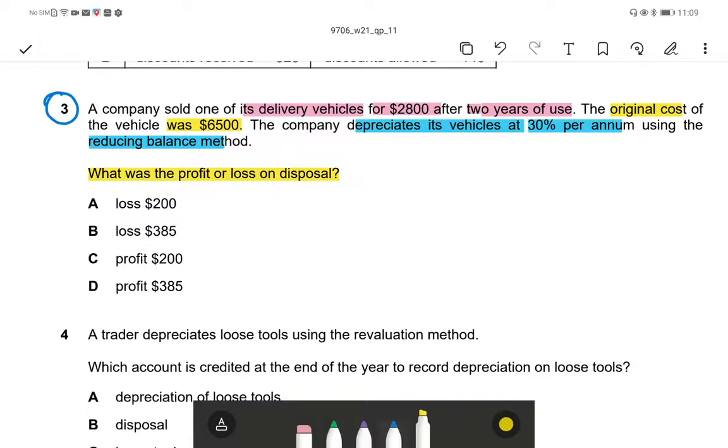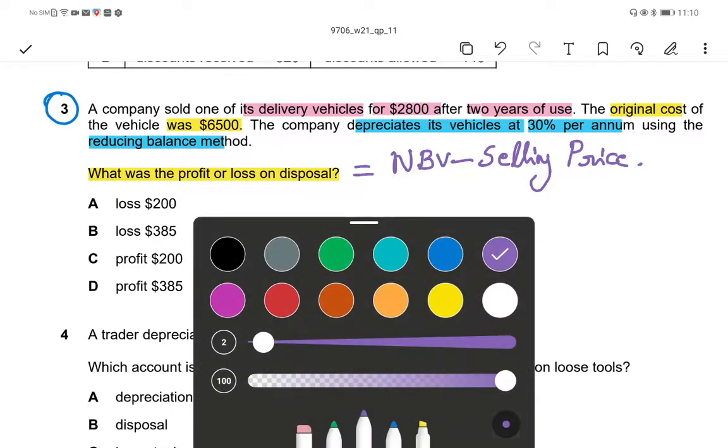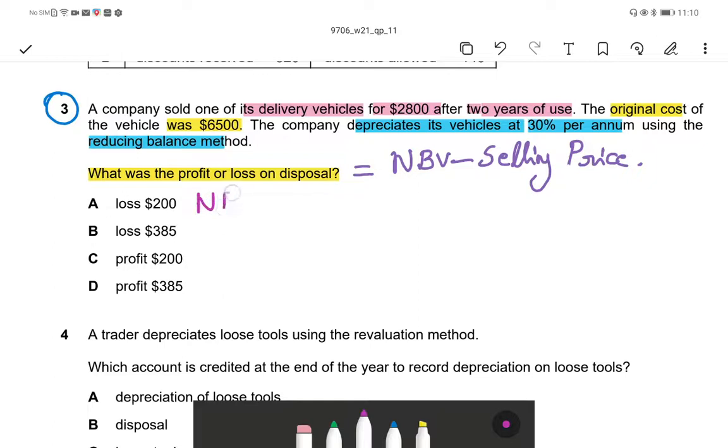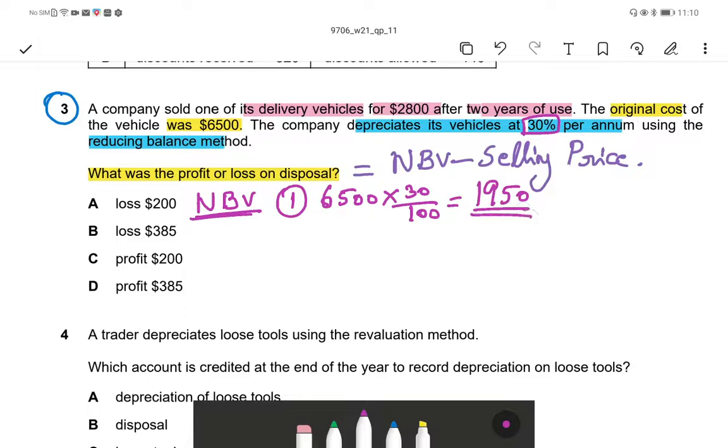How to calculate profit or loss on disposal? Profit or loss on disposal is equal to net book value minus selling price. So first we have to calculate the net book value after 2 years. First year, what is the depreciation? 6,500 multiplied by 30 divided by 100. How much does it come to? 1,950 is the first year depreciation.